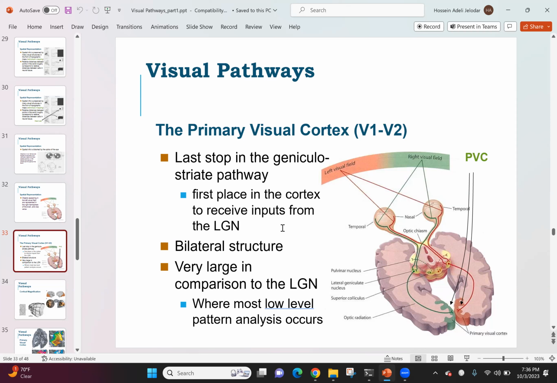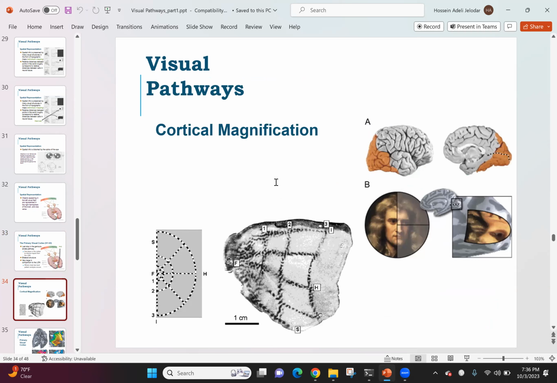And it's very large compared to the LGN. It's one of the largest areas that we have in the brain in terms of processing, and this is where a lot of the low-level visual processing takes place. Like in the video that we were watching last time, those simple cells, the oriented bars they're responding to, these are all in the primary visual cortex. But let's look at a few figures. I want you to get a mental model of retinotopy.